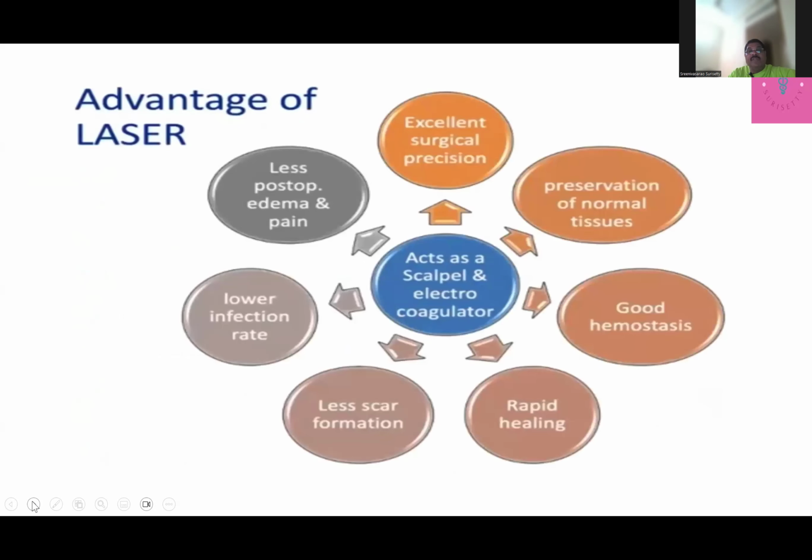So what is the advantage of laser? It acts as a scalpel and electrocoagulator. With a laser there will be excellent surgical precision, preservation of normal tissue on the unaffected side, and good hemostasis we can achieve. Rapid healing will be there, less scar formation, lower infection rate, and less postoperative edema and pain, which is especially useful for airway surgeries.